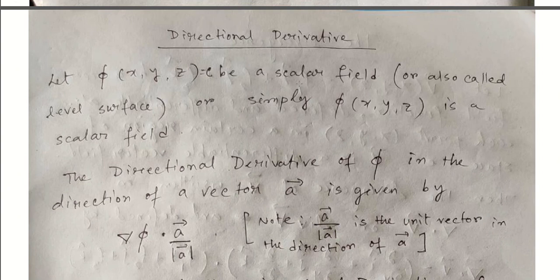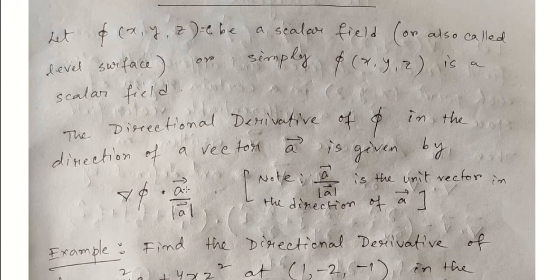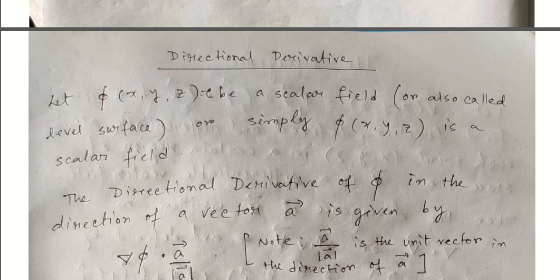Now my second topic is directional derivative. The formula of the directional derivative is obtained as grad phi · a divided by mod of a. Here, suppose phi is a scalar field.